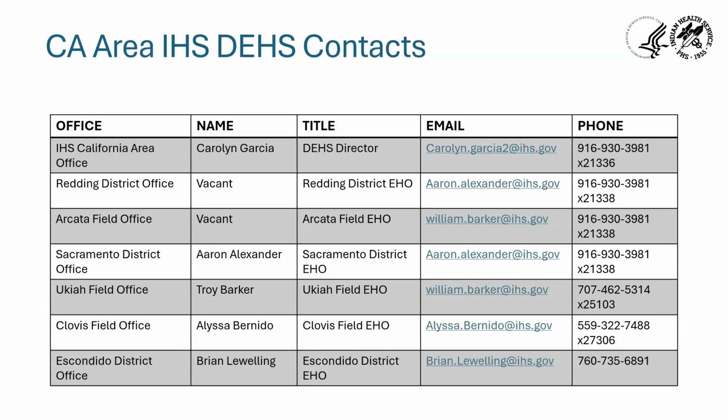Here are contacts for IHS Environmental Health in California. Our Arcata and Redding offices are currently vacant, so they're being serviced by me in Sacramento and also my colleague Troy Barker over in Ukiah. Reach out to us, we're happy to send any technical assistance on this topic. During wildfires, we are also available to perform assessments of emergency shelters, clean air shelters, and mass feeding operations.